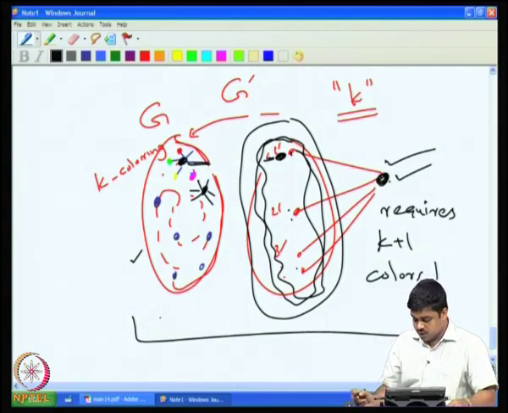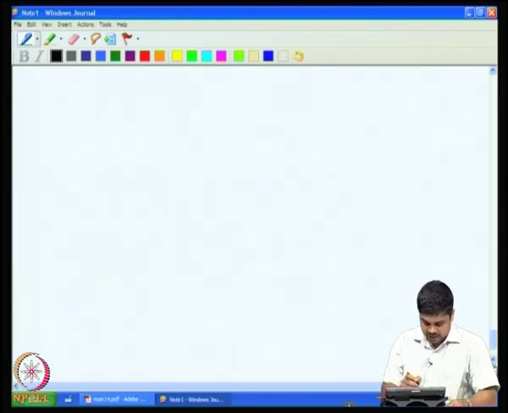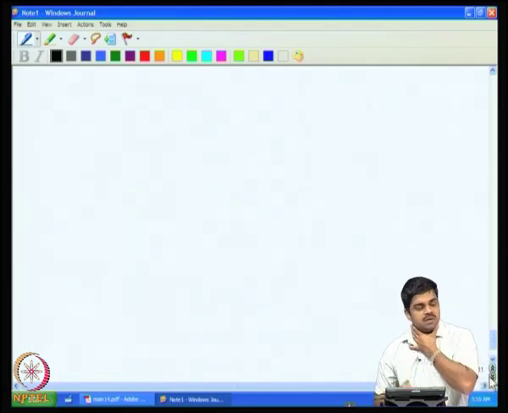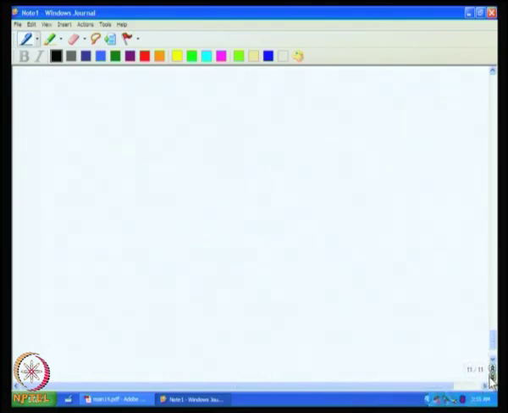So this is an interesting construction called the Mycielski construction, which tells us that there are triangle free graphs which require an arbitrarily large number of colors. So in other words, you give me any number k, then I can construct a triangle free graph whose chromatic number is at least k. This is what it says.